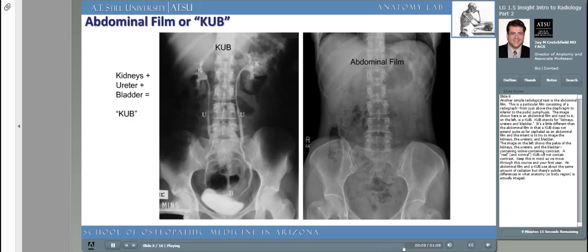An abdominal film and a KUB use about the same amount of radiation, but there's subtle differences in what anatomy or body region is actually imaged.